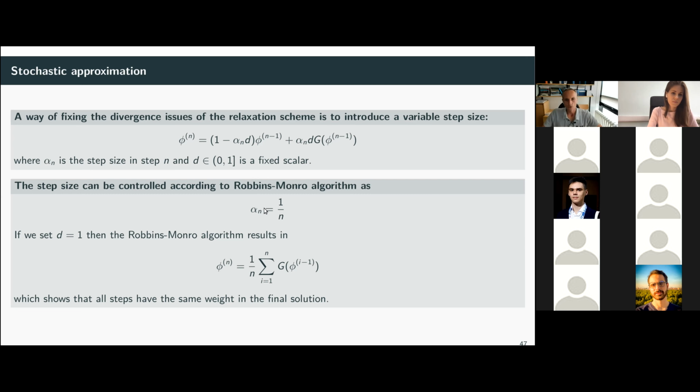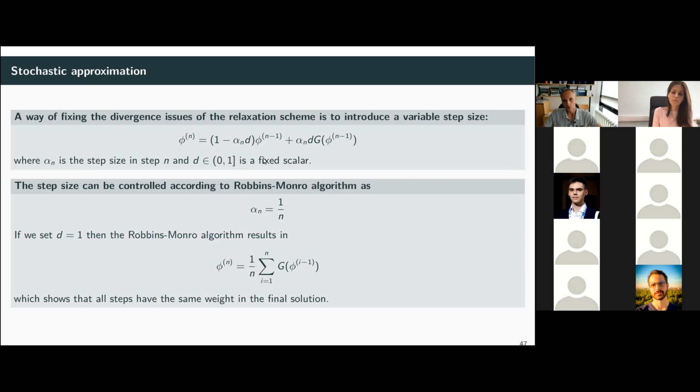How can you control the step size value? The simplest way to assign a value to the step size is to use the Robbins-Monro algorithm for it, which is very simple. You will just basically take 1 over n, where n is the index for the iteration step, right? So iteration step number 1, the step size will be 1. In the second iteration step, the step size parameter will drop to 0.5. In the next one, it will drop to 1 over 3, and so on.